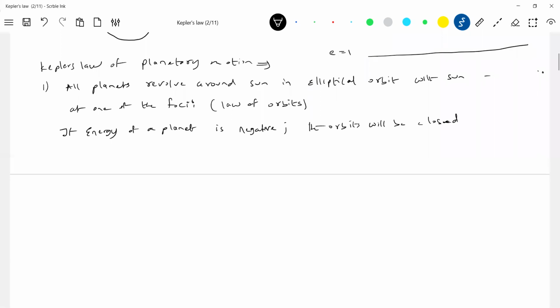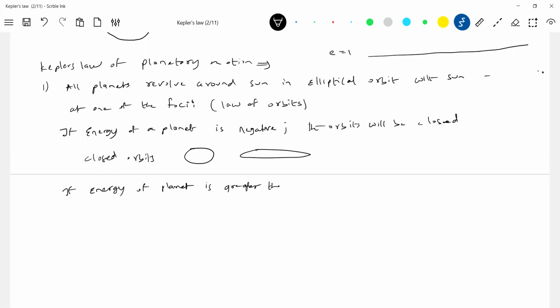Closed means what? What are closed orbits? Closed orbits are circle and elliptical. These are called closed orbits. Next, again, he is putting one more condition: if the energy of a planet is greater than 0, the orbits will be open.